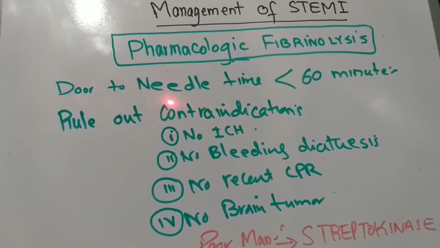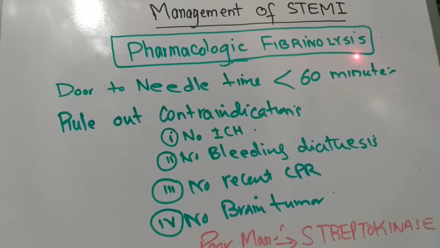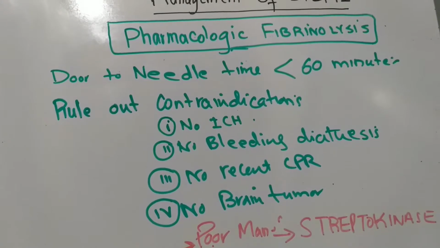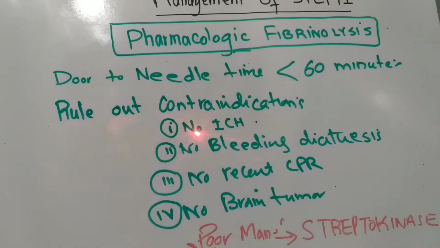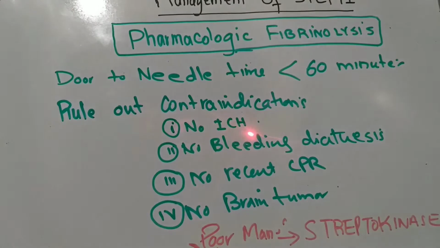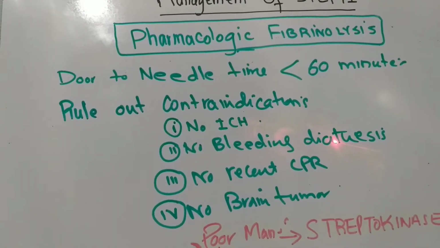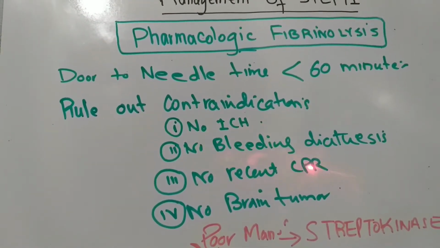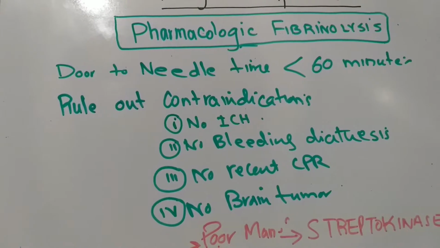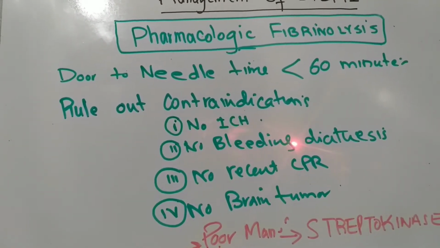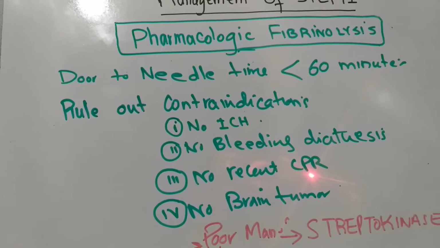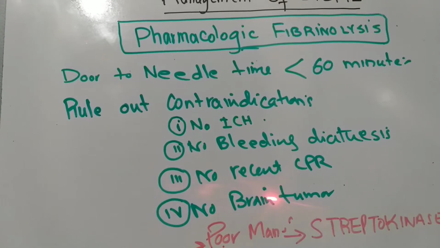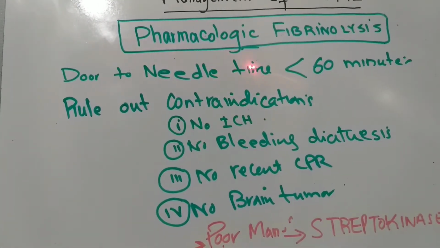First of all, we should always rule out contraindication to the fibrinolysis, because these injections can cause problems in those patients who have got certain risk factors or contraindication. There should be no intracranial hemorrhage. There should be no bleeding diathesis, like there should be no derangement of the INR, PTT, and there should be no recent CPR of more than 10 minutes in any patient, and the patient should not be having a brain tumor. These are the major contraindications. Menorrhagia is a relative contraindication, and platelets less than 100,000 are a relative contraindication, but the others are the absolute contraindications where fibrinolysis should not be given.